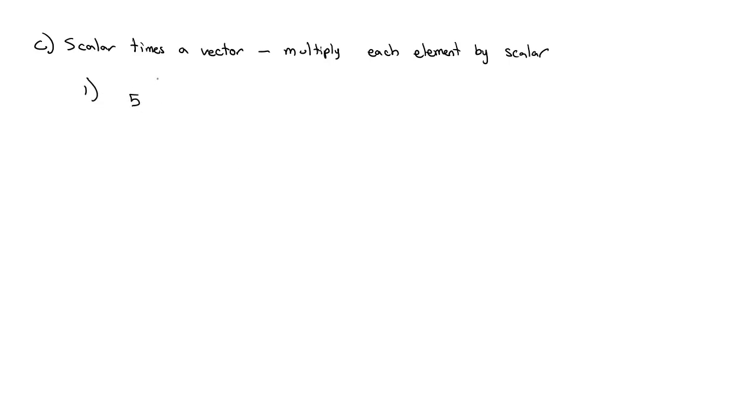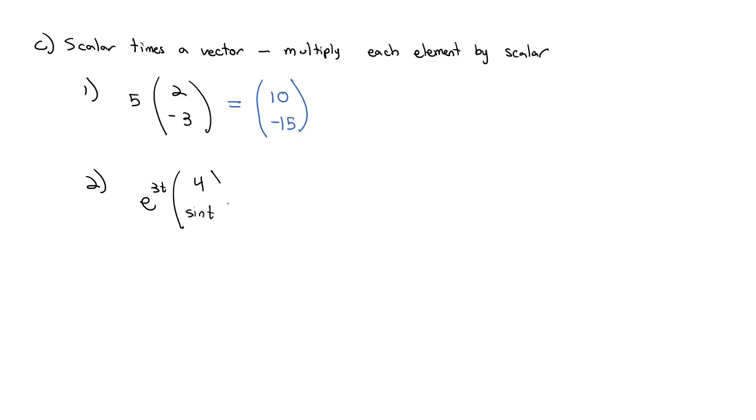We might have a scalar of 5, that's just a number, times the vector 2, -3. What that means is we're going to multiply each element in that vector by the scalar of 5. 2 times 5 is 10, -3 times 5 is -15, and we have our product. Similarly, if our scalar was a function, maybe e to the 3t, times a vector, maybe it's 4 and sine of t, we're going to multiply each element by the scalar: 4 e to the 3t, and e to the 3t times the sine of t. So scalar multiplication is quite simple.